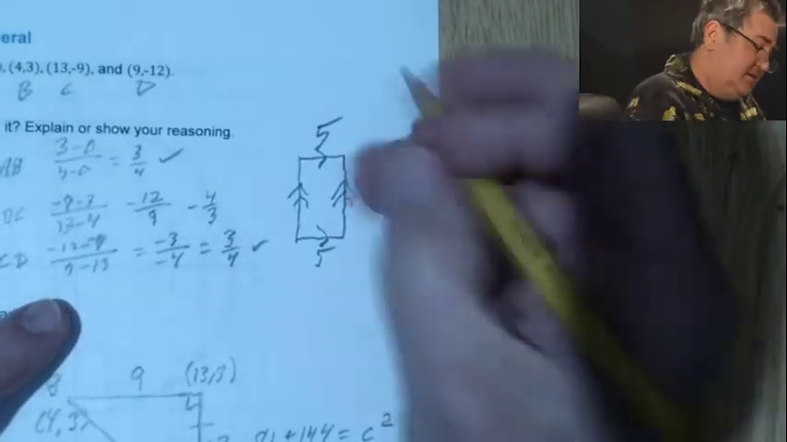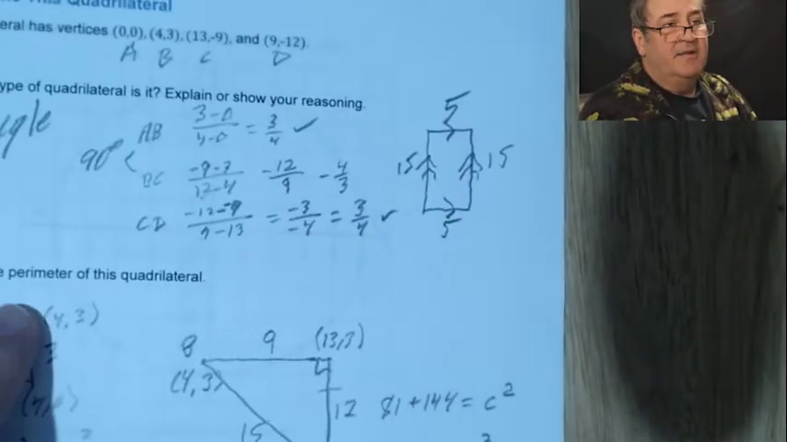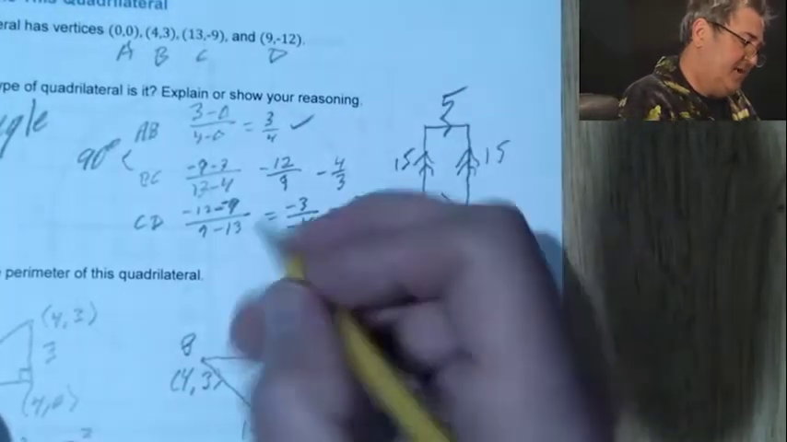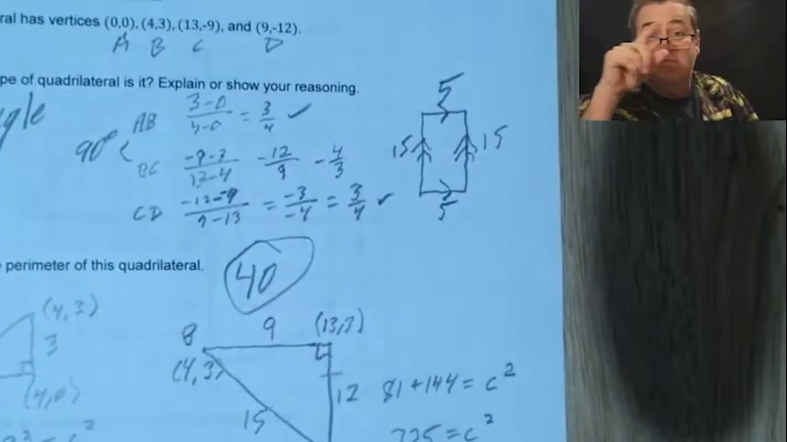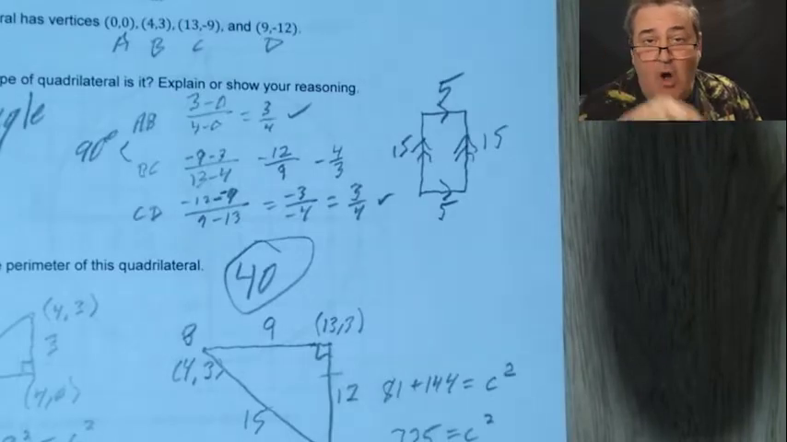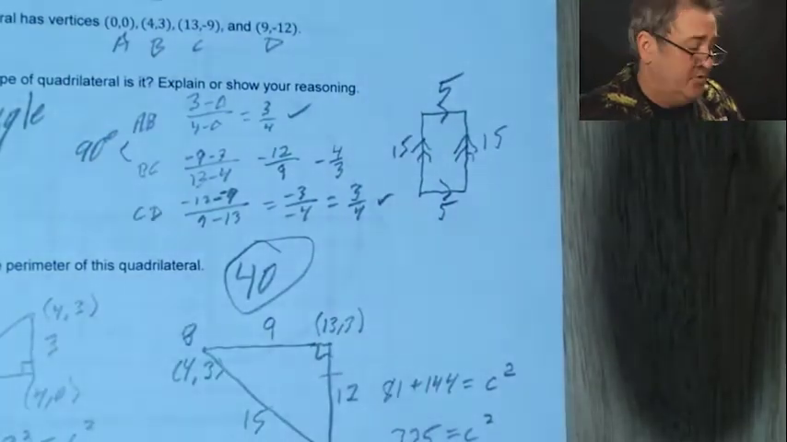So that tells us that this is 15 and this is 15. So finding the perimeter, 15 plus 5 plus 15 plus 5, 40. Perimeter is just the distance around. If we walked around something, how far would you walk to go around it? 5, 15, 5, 15. Perimeter.